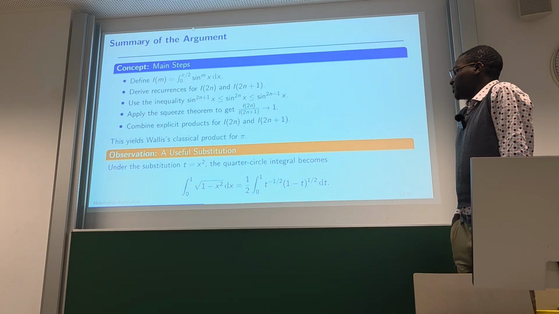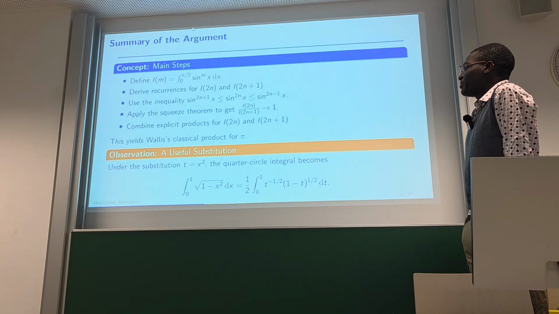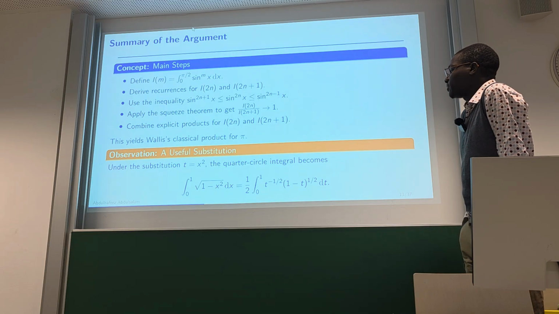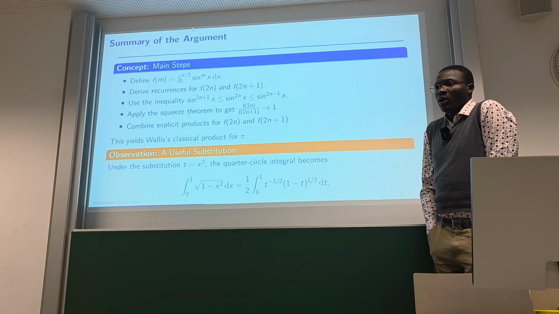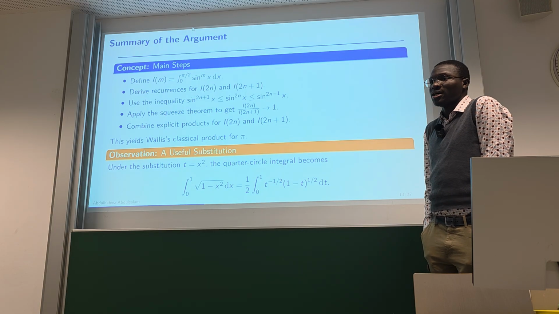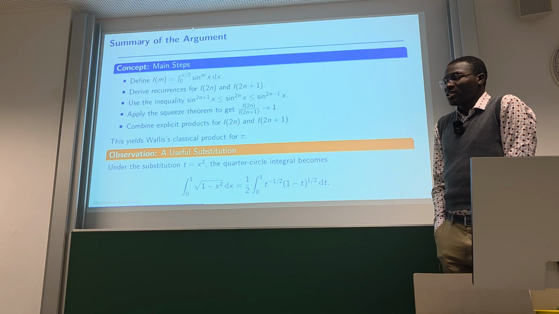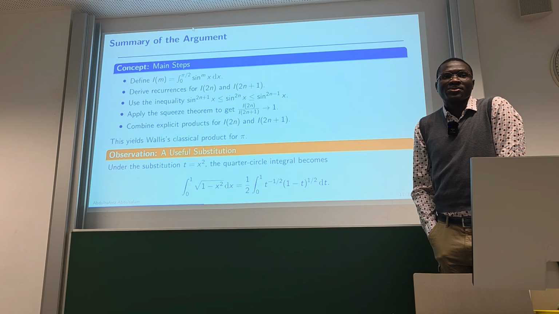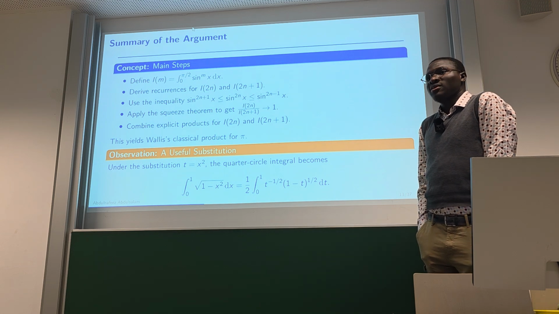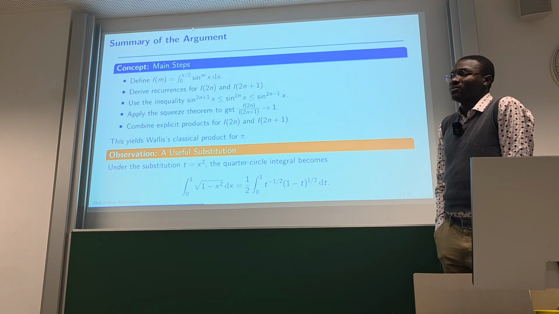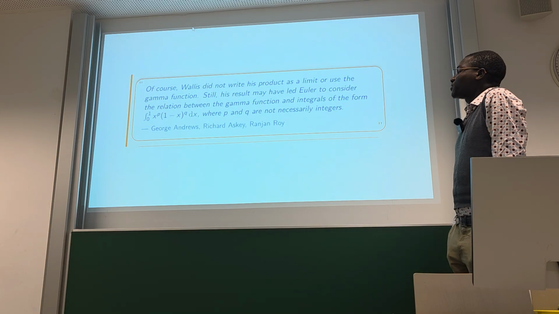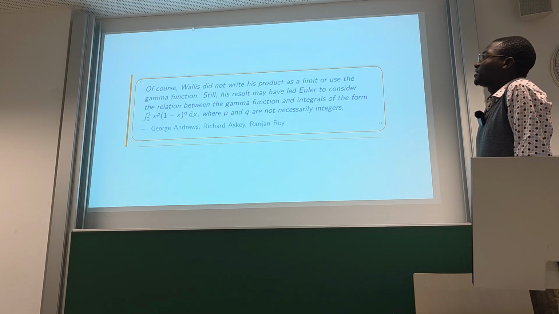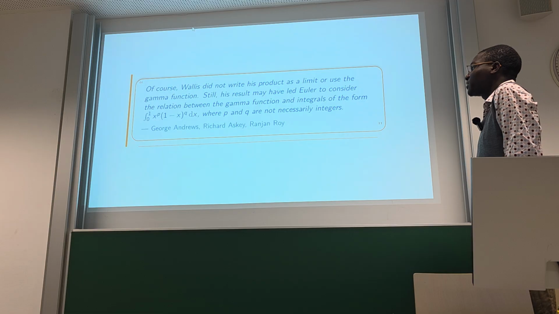A useful observation. Okay, when we make the substitution t equals x squared, we get this integral. And now the authors that we mentioned before, George Andrews, Richard Askey, and Ranjan Roy, mentioned something on Wallis's integral, which was why I started this particular session with Wallis's integral. So this is a quote from the three authors. They said, of course, Wallis did not write his product as a limit or use the gamma function.